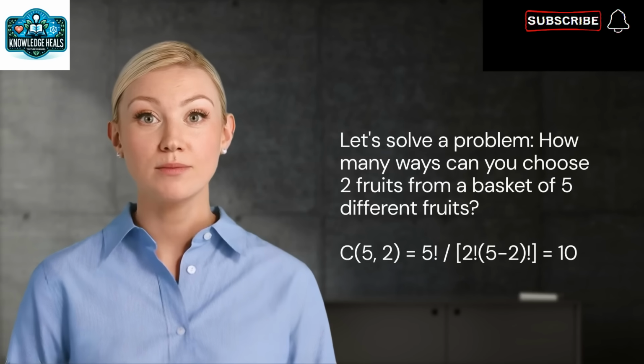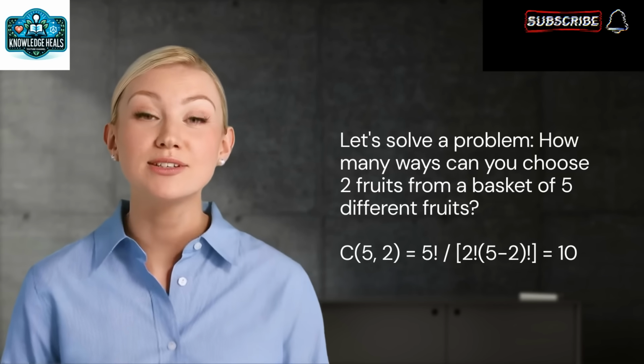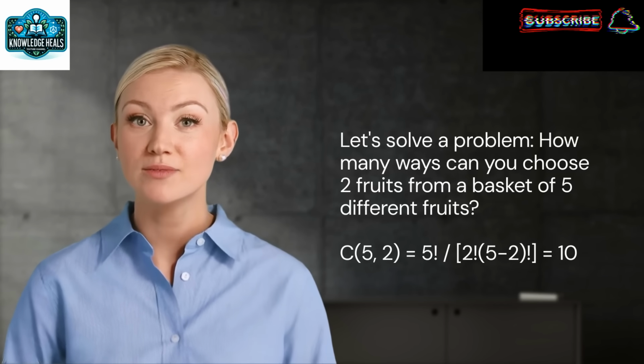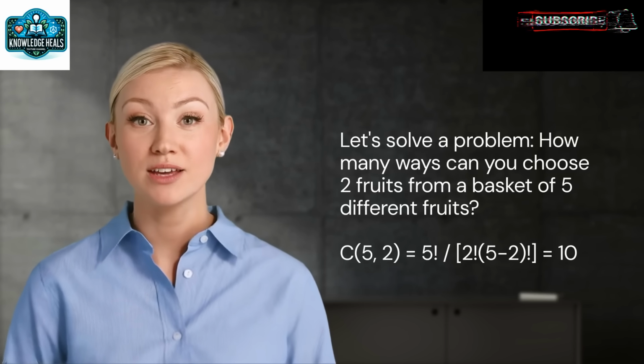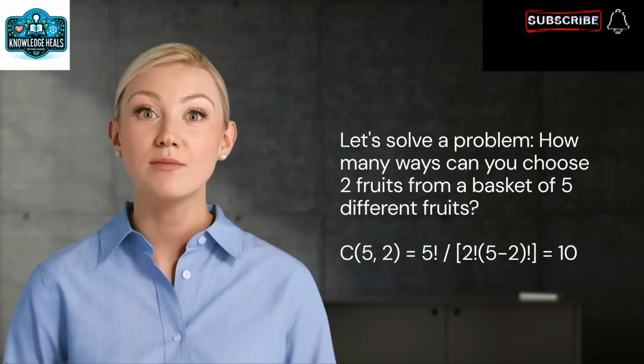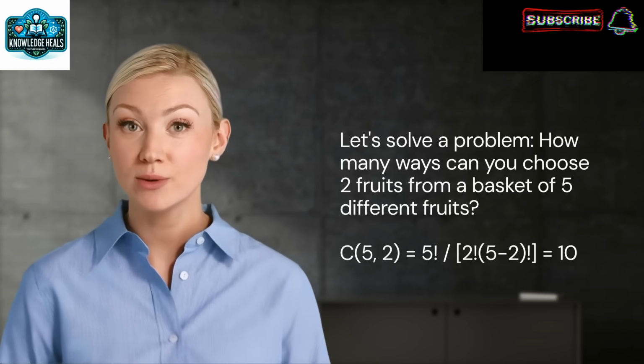Let's solve a problem. How many ways can you choose 2 fruits from a basket of 5 different fruits? C(5, 2) equals 5 factorial divided by 2 factorial × (5 minus 2) factorial, which is equal to 10.